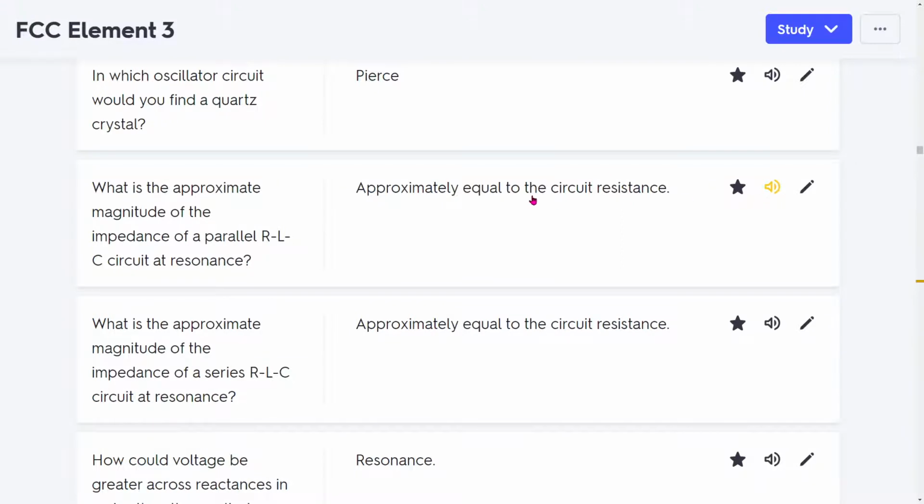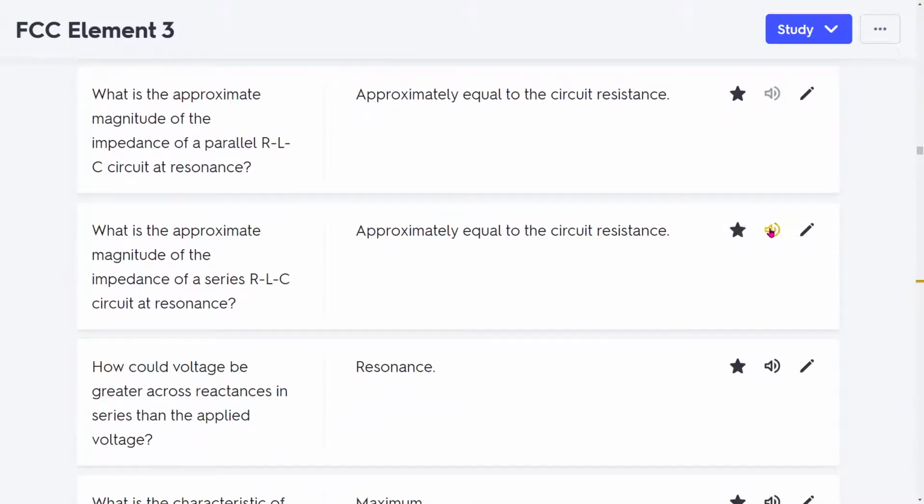What is the approximate magnitude of the impedance of a parallel RLC circuit at resonance? Approximately equal to the circuit resistance. What is the approximate magnitude of the impedance of a series RLC circuit at resonance? Approximately equal to the circuit resistance.